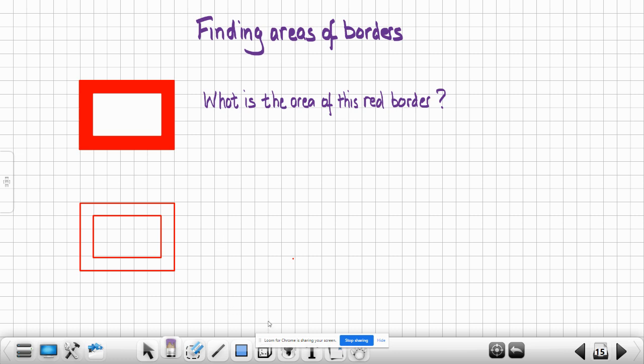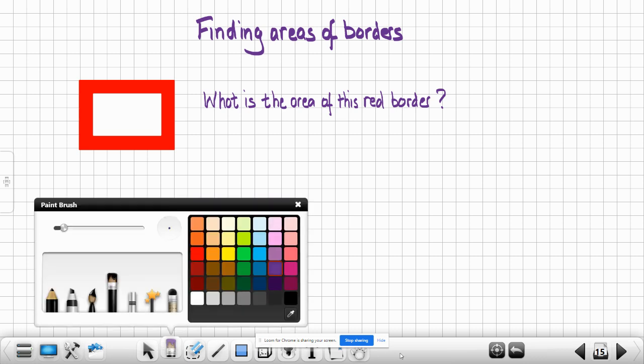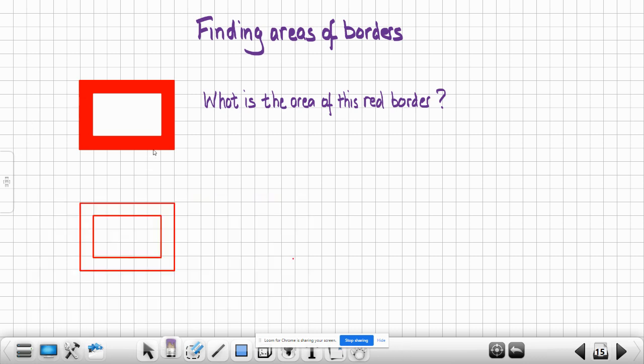Well, if you think about it, this is just a rectangle inside a rectangle. We could think of it as this white rectangle inside this red rectangle. So let's start by thinking about what would the area of the red rectangle be if it didn't have this gap in it. So 1, 2, 3, 4, 5, 6, 7. So it's 7 centimeters across. 1, 2, 3, 4, 5. 5 centimeters as a width.